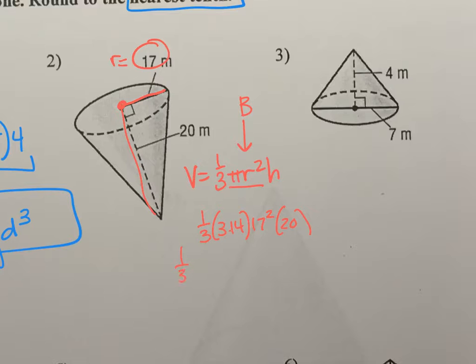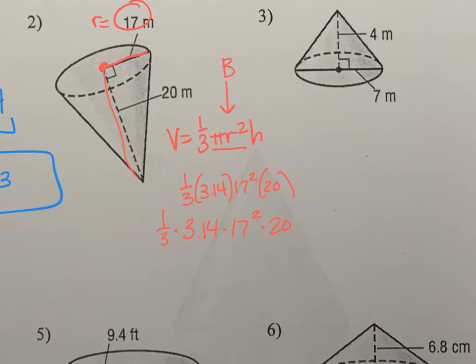And remember, you're multiplying all of these together. And if you just put them in the calculator like that, it'll multiply it for you. I'm just making sure you guys know that you're multiplying it. So volume equals 1/3 times 3.14, 17 squared. It should be 6,049.7 meters cubed.